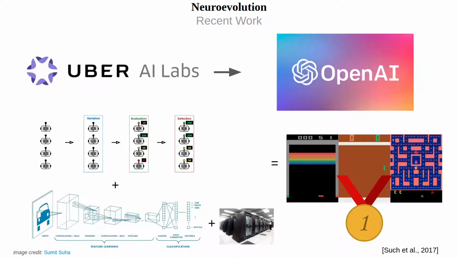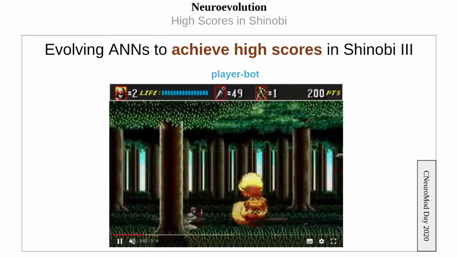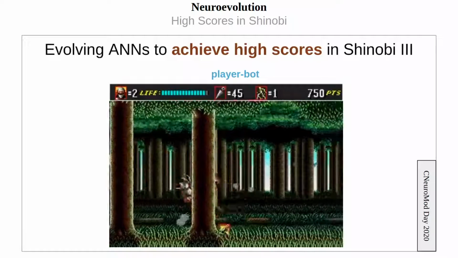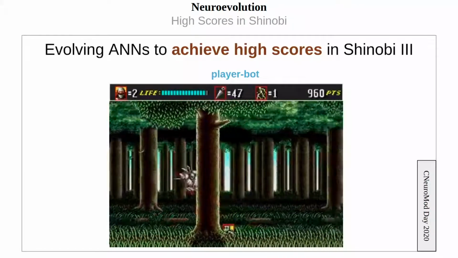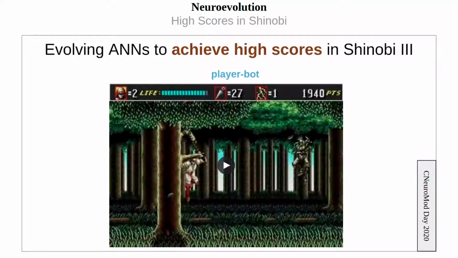Alright? And so if you were around for last year's CNeuromod Day, you'll remember that we applied this very idea to Shinobi and got agents that were really good at the game. As you can see, this agent mostly uses projectiles to eliminate enemies.